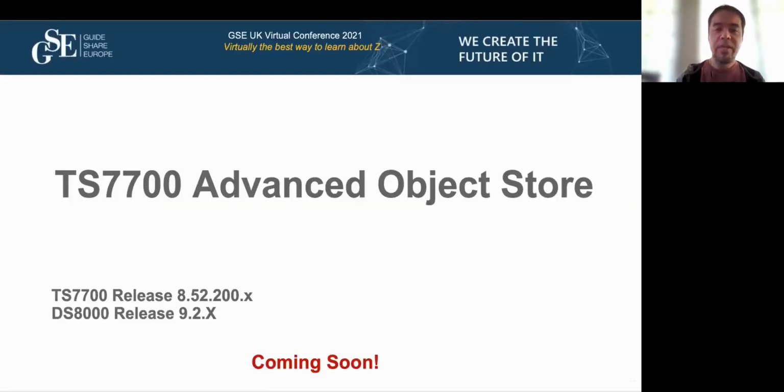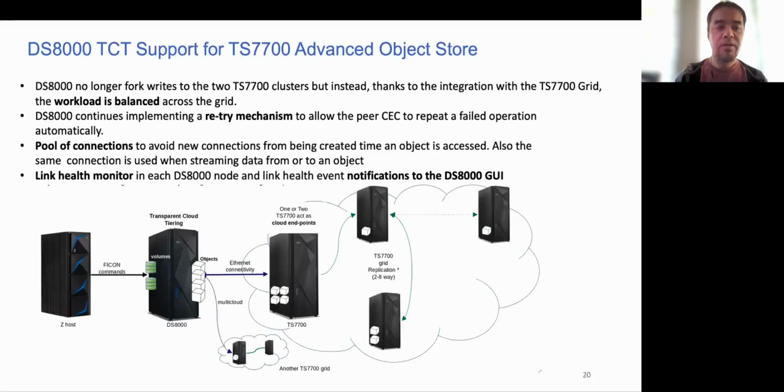Now, moving on to the new thing that is coming in the near future. We are introducing the DS8000 TCT support for the TS7700 Advanced Object Store. All of the use cases I just mentioned with multi-cloud, when referring to TS7700, were using what we call the legacy or traditional API to communicate with the 7700.